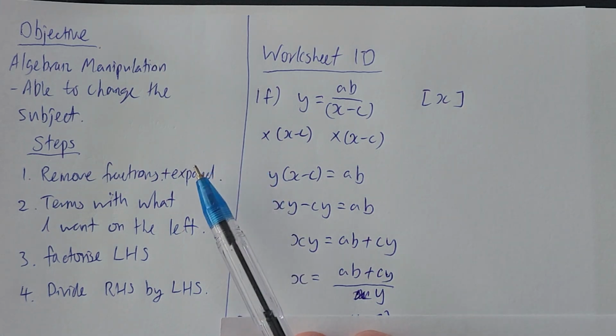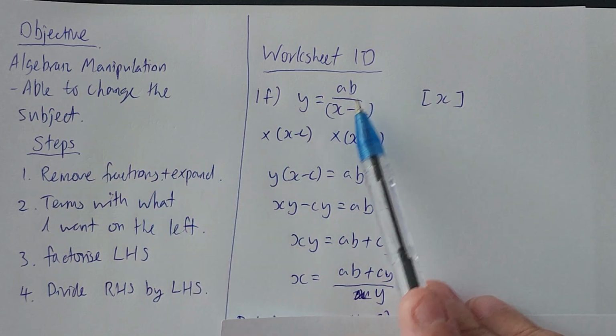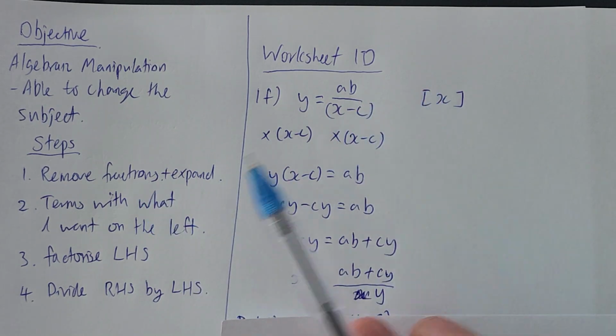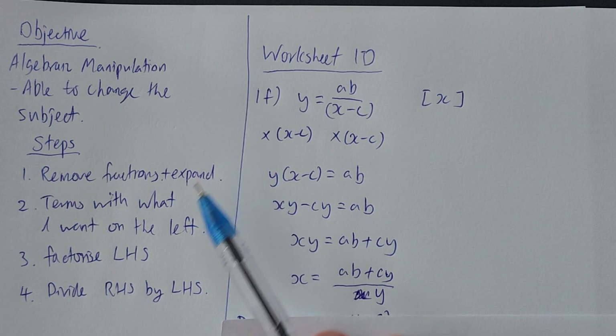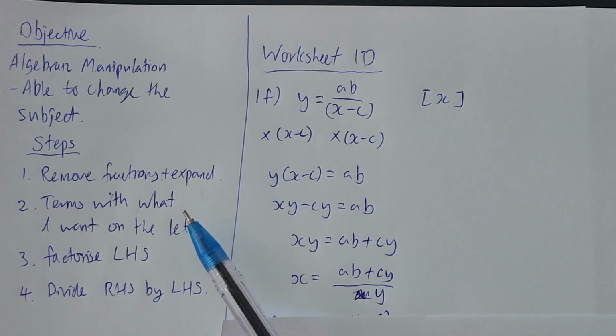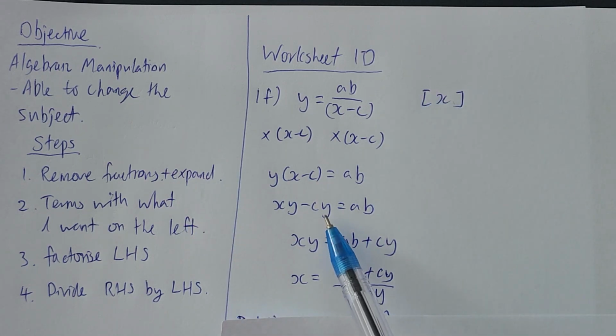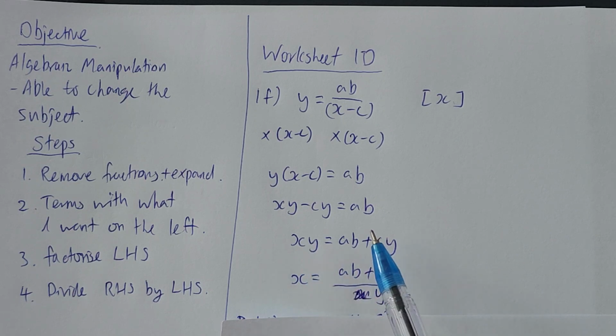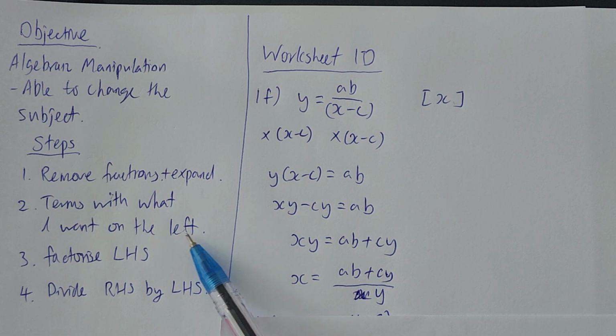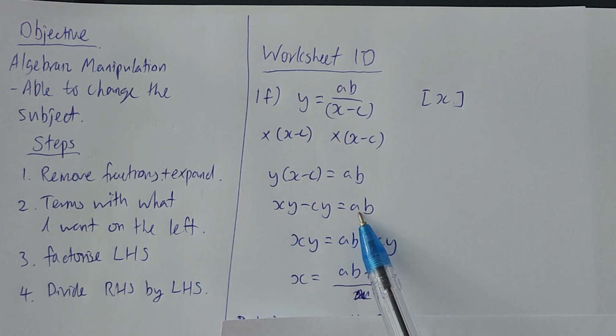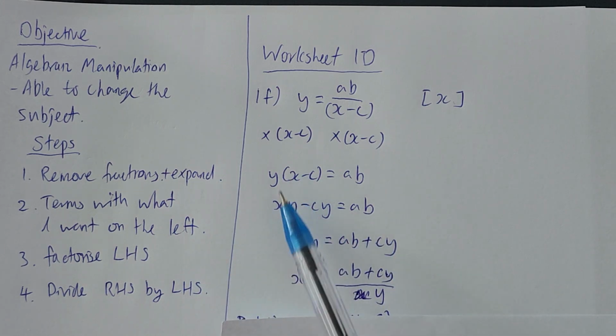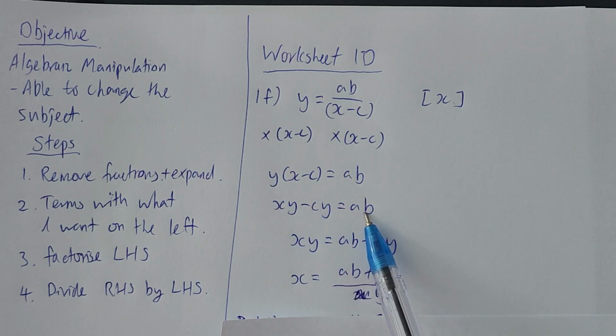That means first step again, if you see a fraction, remove the fraction. If the equation doesn't have a fraction, you can skip step 1. Then step 2 will always have terms with what I want on the left, and terms with nothing that I want on the right. While doing step 2, they should not have any bracket. So step 2 should start here and not here. Right, no bracket. Make sure you expand everything first.